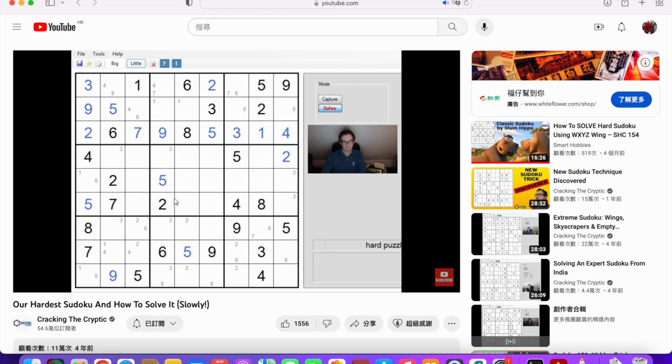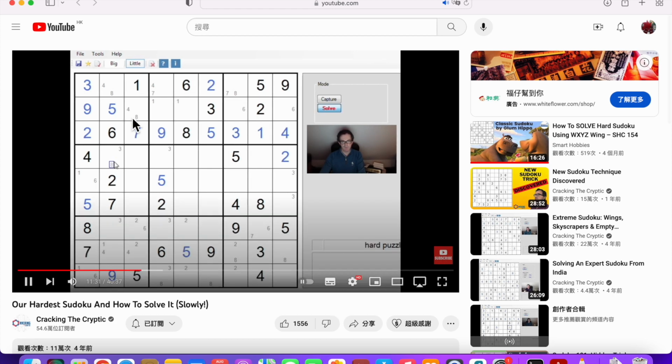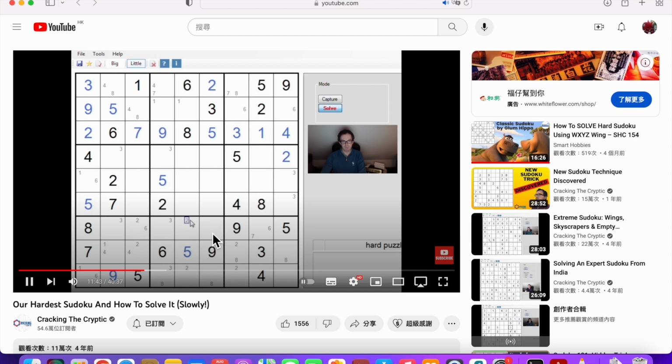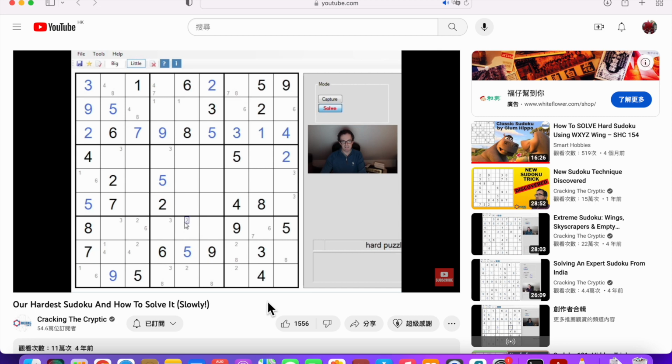So again, with the finned X-wing, what we need to look at is the fact that either the fin is true, which would mean this was a 3, or if this is not a 3, we have an X-wing on 3s here. So for example, we should be able to eliminate 3s from this square. This is a critical square, isn't it? Because this square here sees this 3, if it was a 3, or it gets a 3 eliminated by the X-wing. So this square cannot be a 3. Let's just take a quick look at this square. It's not going to give us anything at all.